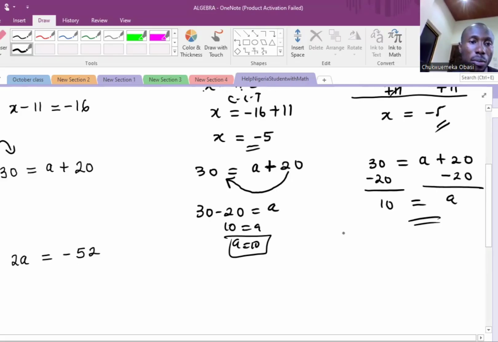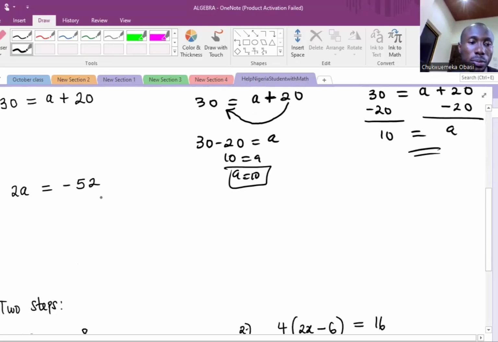So we have question 4. For the very first step, the one-step equation, question 4 is the last of them. So we have 2a is equal to minus 52. Now, this one is very different because this one is just a step towards what we want to go into next. So now, if you look at this very well, this is not the same as 2 plus a equals minus 52. Take note, these two are not the same.